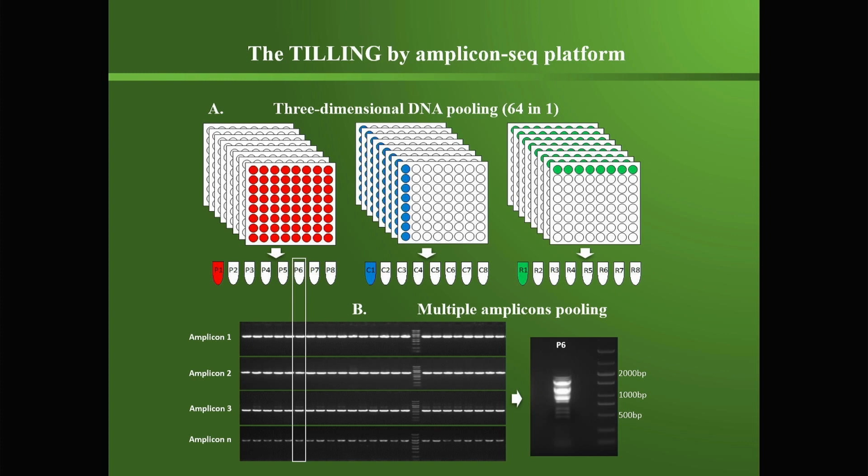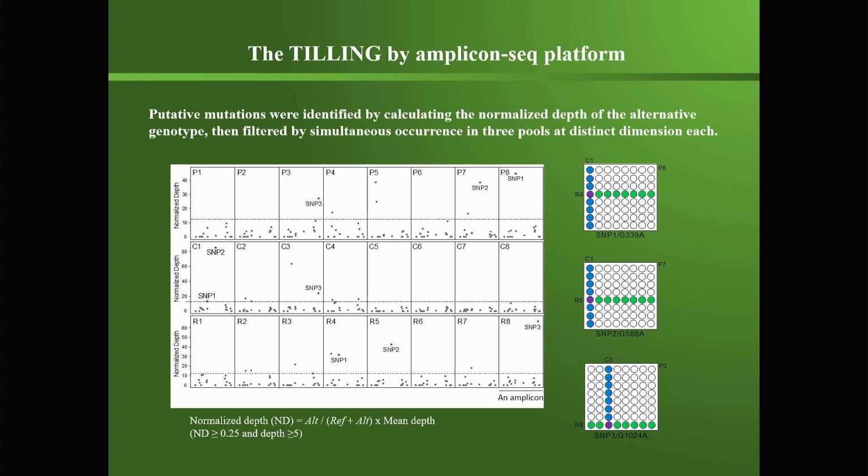A 3-dimensional DNA pooling strategy was applied so as to increase the screening efficiency. With the amplicon sequencing technology, multiple amplicons of target genes could also be pooled. Putative mutations were identified by calculating the normalized depth of the alternative genotype.